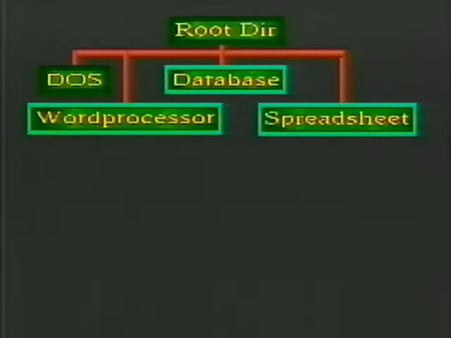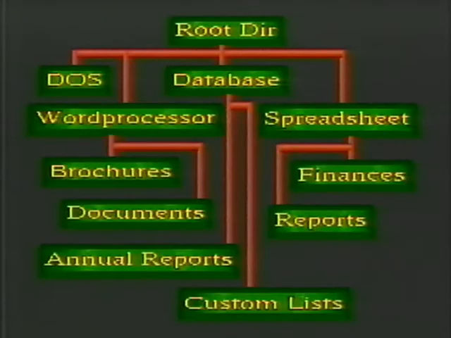To help keep the programs separate and organized on your hard disk, different directories are created for each. And within these directories, you create more directories, or subdirectories, to put and organize different types of data created within those programs. In this example, the first directory on the hard disk is called the root directory.